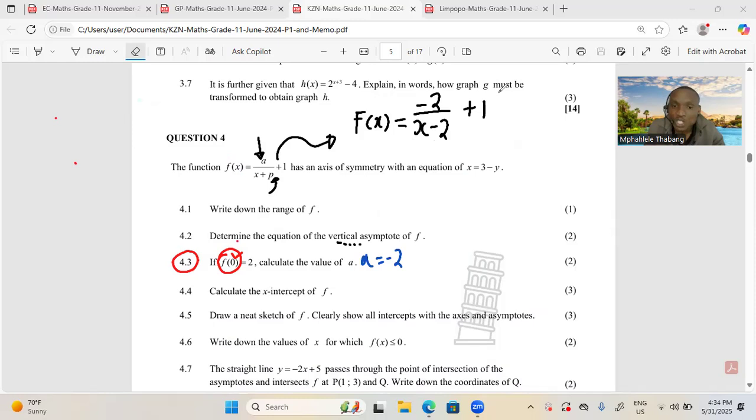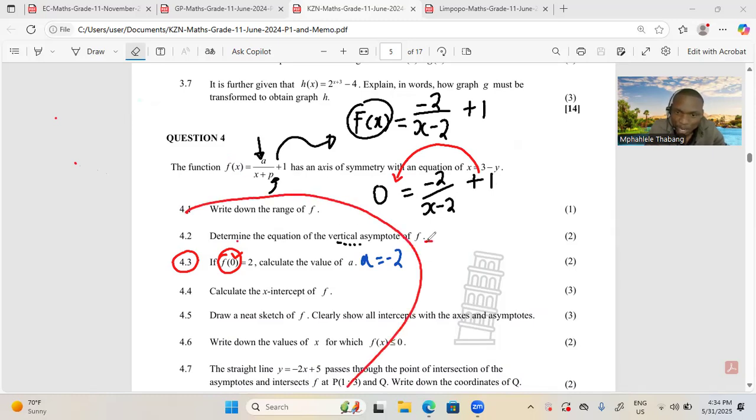We let y be 0. So I'm going to put my y, which is this f of x. This f of x is my y. So I will say 0 equals minus 2 over x minus 2 plus 1. Now I start solving for x. I'm going to take positive 1 to the left-hand side, so I'm going to have 0 minus 1. This should not confuse you. I'm going to have minus 1 equals minus 2 over x minus 2.